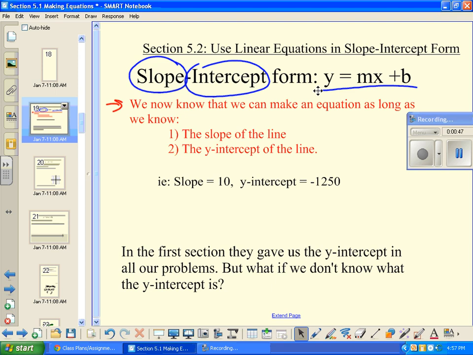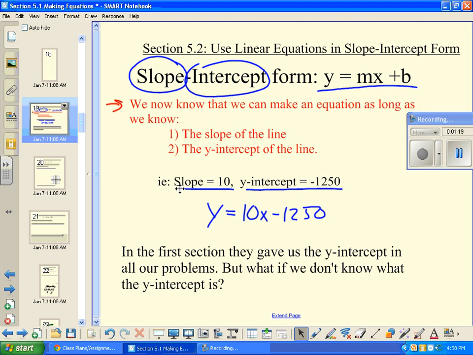So we had problems just recently where they said the slope of this line is 10 and the y-intercept is negative 1,250. And I just used some bigger numbers there to exaggerate and make us realize it doesn't matter what the numbers are, as long as we know what those two things are. If the slope is 10, I'd put y equals 10x, and the y-intercept's negative 1,250, well, then I write minus 1,250. Whatever those numbers are, that's where they go in the equation, in for m and in for b. I substitute those in, and that's what my equation would be.